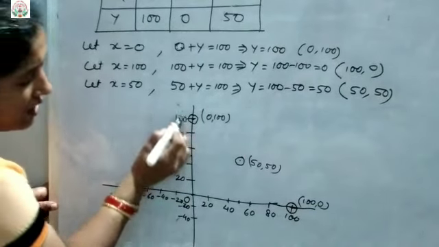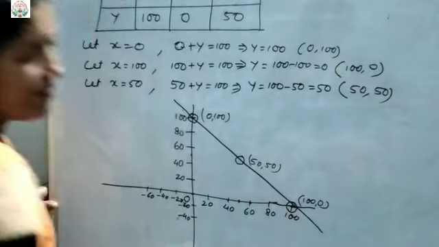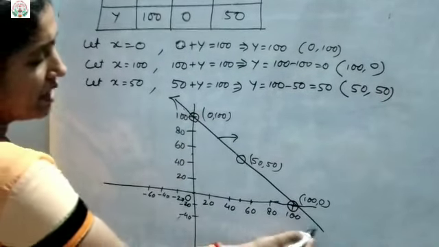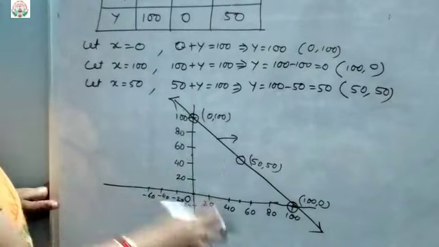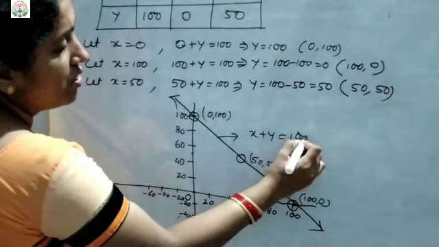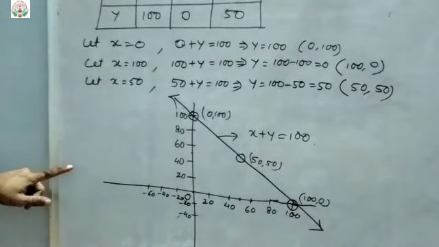Now join this line. This linear line will be drawn, and this linear equation will be x plus y equals 100. So this way you are going to solve it.